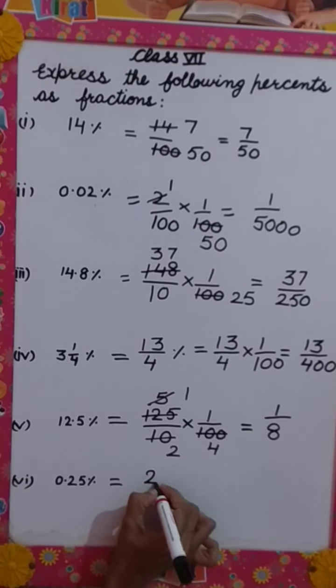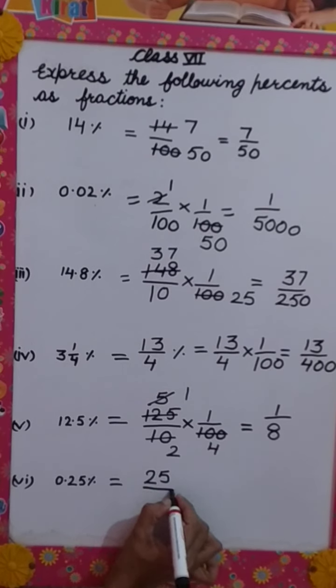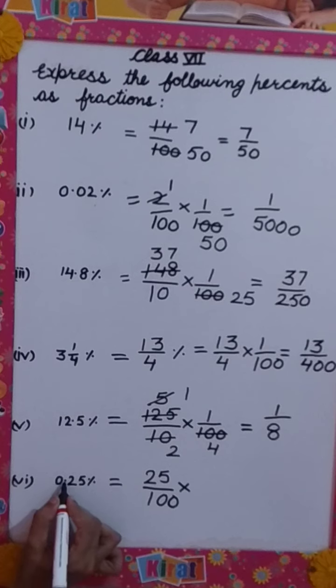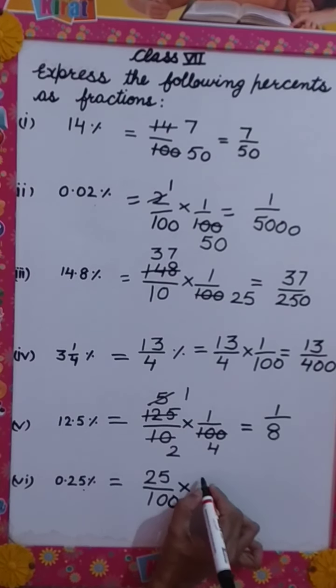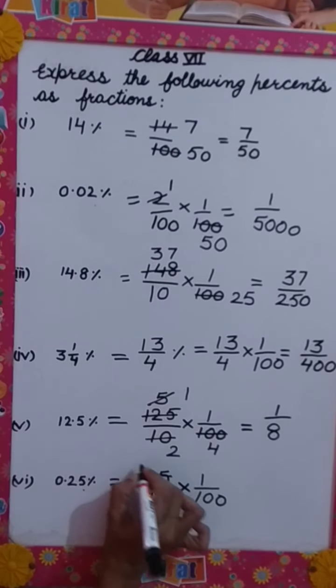Next, 25 over 100, decimal, 2 digits. So I have put 2 zeros here. 1 by 100 for percentage.